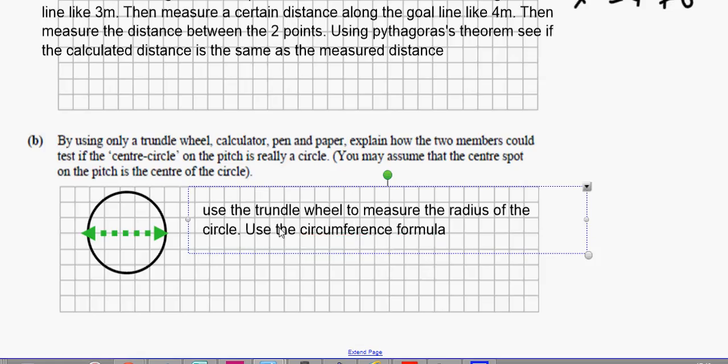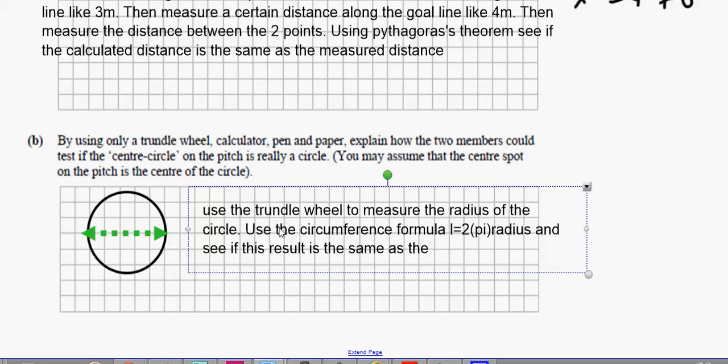You can use the circumference formula, L equals 2 multiplied by pi multiplied by radius, or 2 pi r. Use the circumference formula 2 pi r and see if this result is the same as the circumference measured by the trundle wheel.